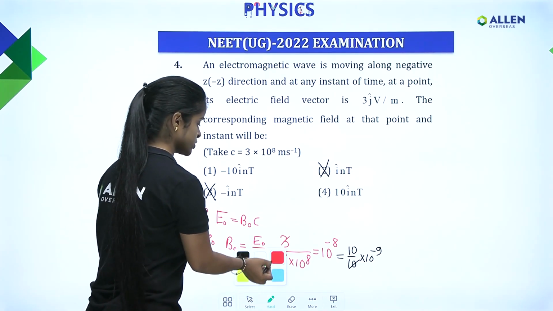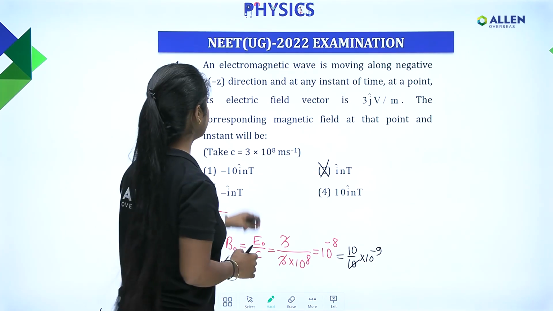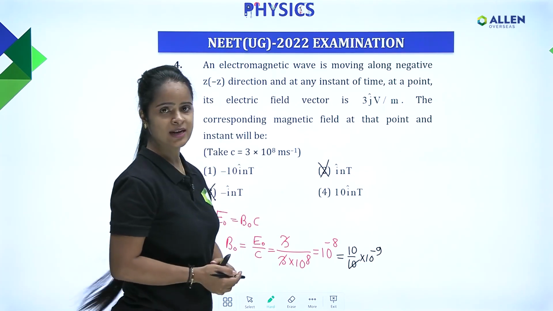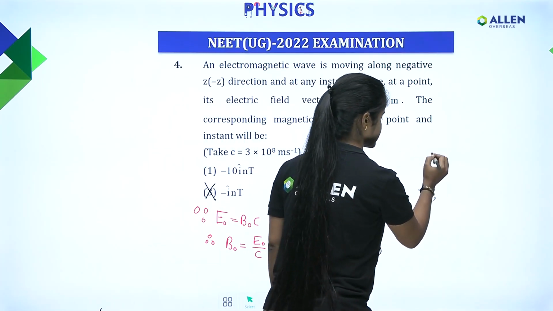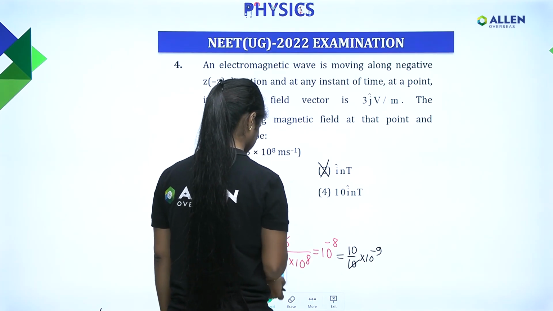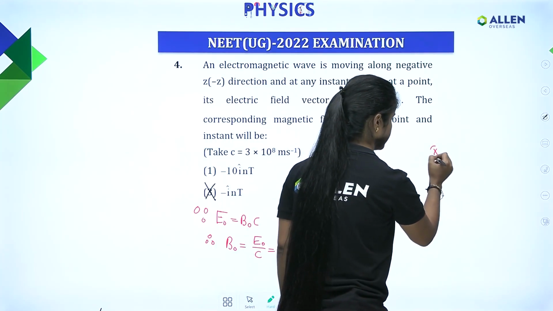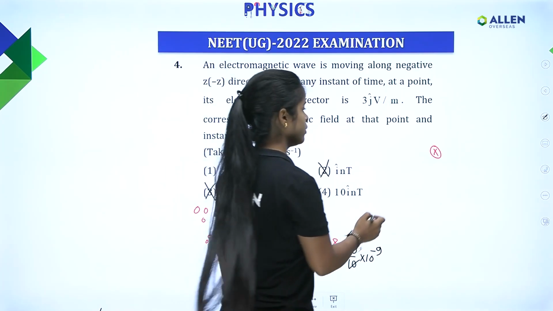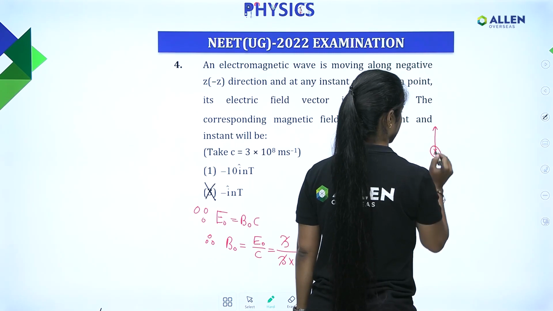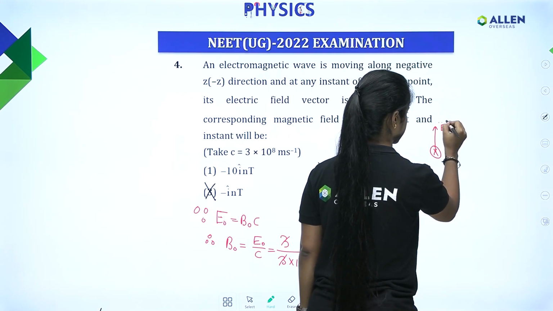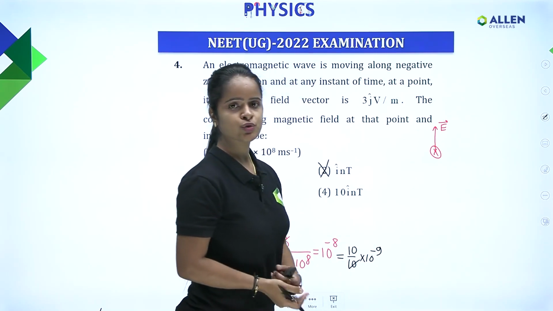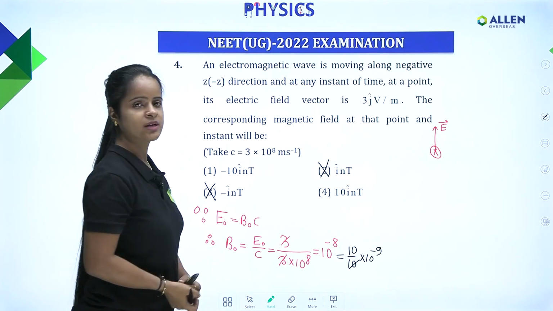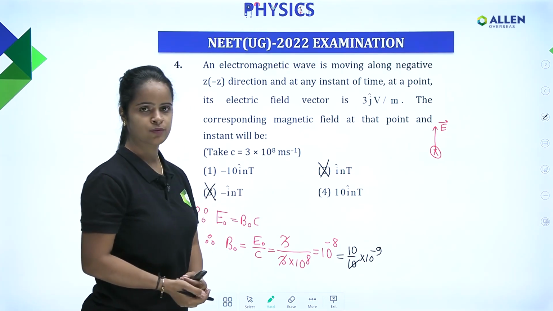So here, according to the question, the electromagnetic wave is moving along the negative z axis. So I am going to represent the negative z axis by a cross, right? At the same time, the direction of electric field is along the positive y axis. So this is the direction of electric field. Now our aim is to calculate the direction of magnetic field, so that we can pick out which option will be correct between option number 1 and option number 4, right?